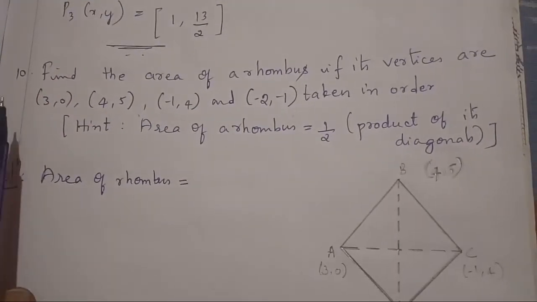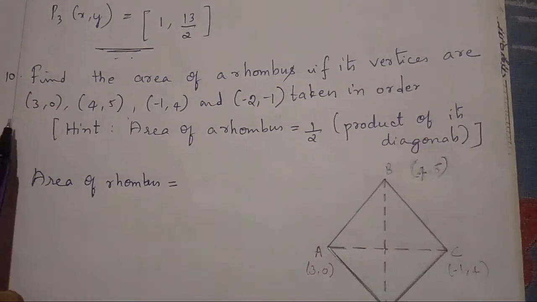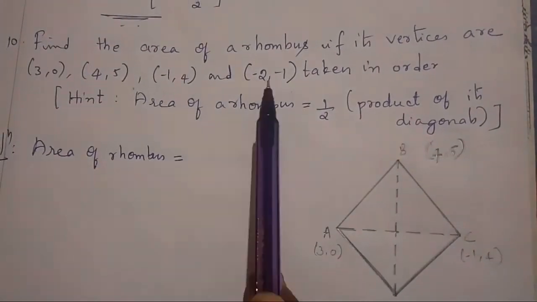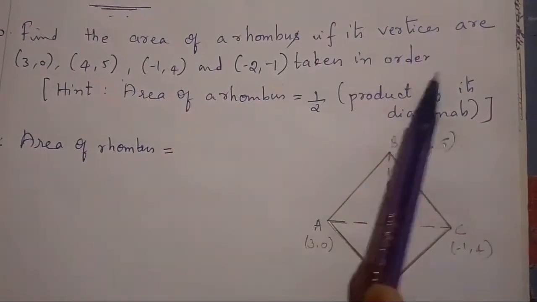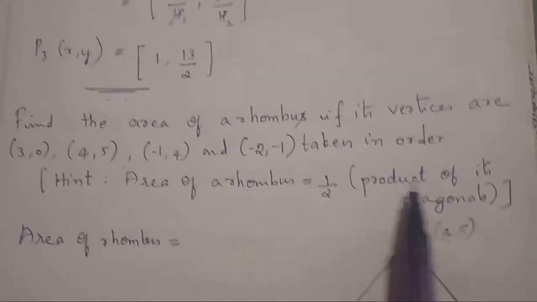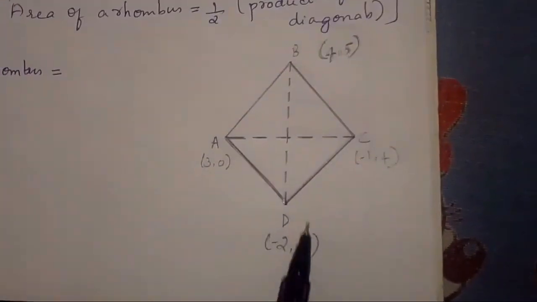Now the 10th problem. Find the area of a rhombus if its vertices are (3, 0), (4, 5), (-1, 4) and (-2, -1) taken in order. They gave a hint: the area of a rhombus is equal to half into the product of its diagonals. Now the solution. Consider the diagram. I have drawn the diagram of a rhombus.